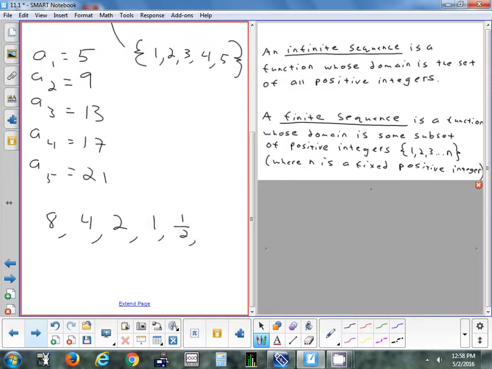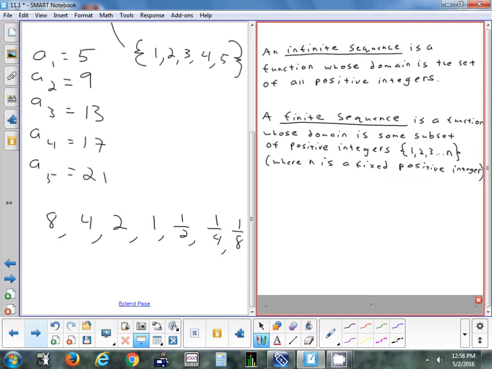What's happening to my terms each time? They're getting smaller and smaller. I'm dividing by 2 each time. So if you think about adding up infinitely many terms, eventually the terms are getting so small, they really don't make a difference anymore. That's kind of how you can think about it. So it is possible to add up infinitely many things and actually get an answer, or get something that gets closer and closer to an answer. But we won't look at that till tomorrow.